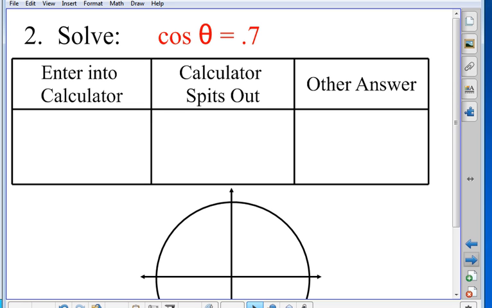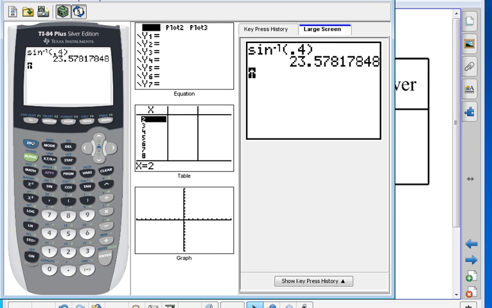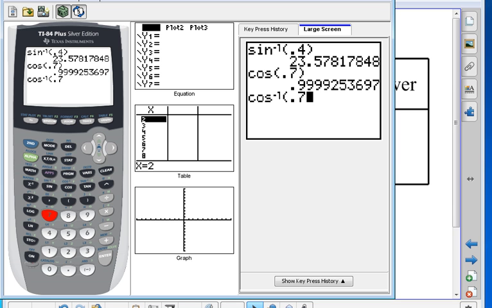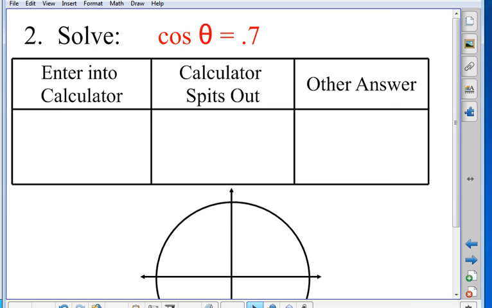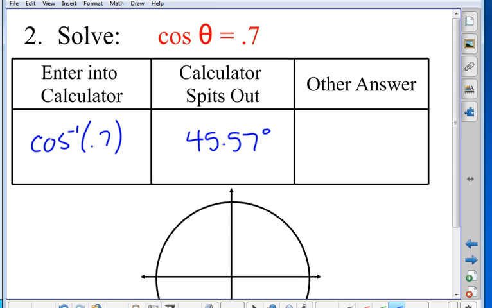All right, then I need to figure out where my cosine value is 0.7. So I go to my calculator and I put in second cosine of 0.7, and my calculator will spit out 45.57 degrees. So 45.57 degrees. Okay, and again I put in cosine -1 of 0.7. That's how I put it in.